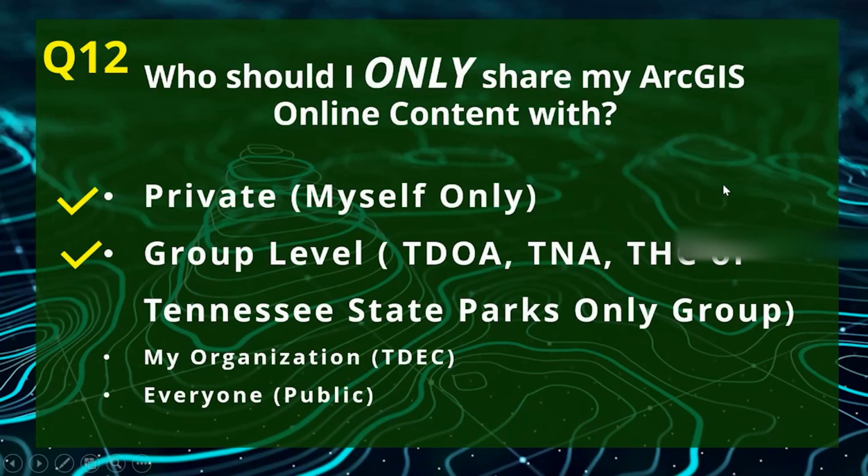So as you see, sharing the data to just ourselves, private, or to the group level is the best thing that we can do with our WebGIS. When we share it to our groups, everybody within our group will be able to use and collaborate on that data together. Or if we're not ready to share it, we can keep it private for now. And we will avoid sharing it to the levels of everyone or my organization.